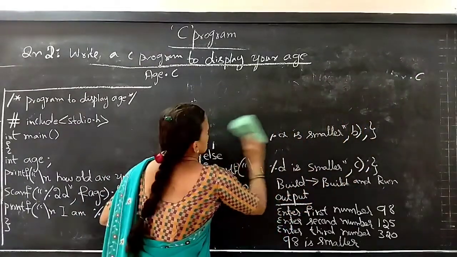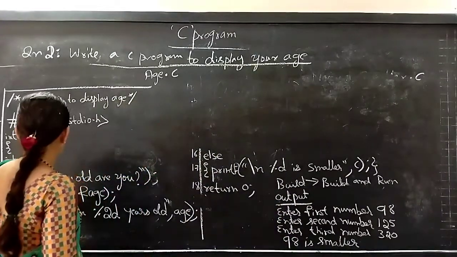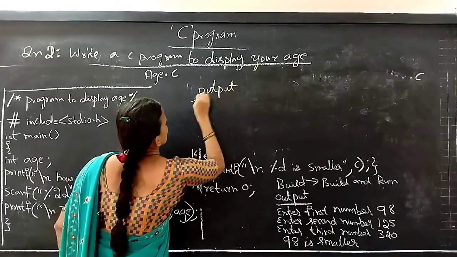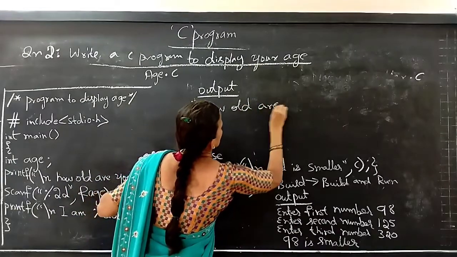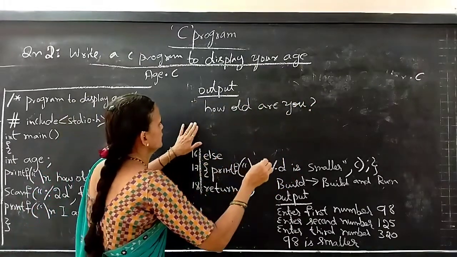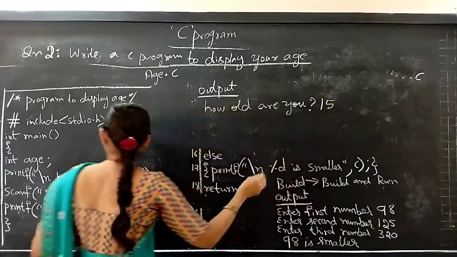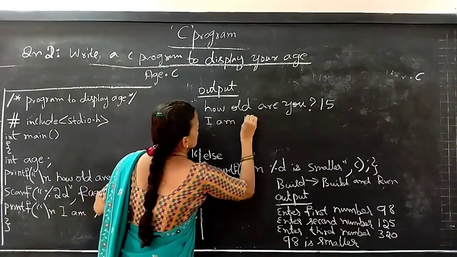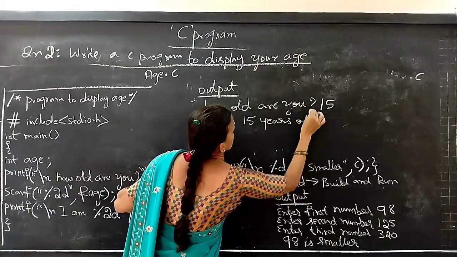Okay. Now we have finished writing this program, and we will get the answer after going to build and run. What will it ask? How old are you? So you will get the output as how old are you? Question mark. So if you write some number here, for example 15, you will get the answer as I am 15 years old.